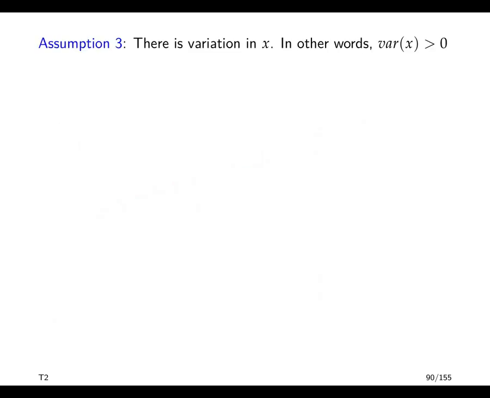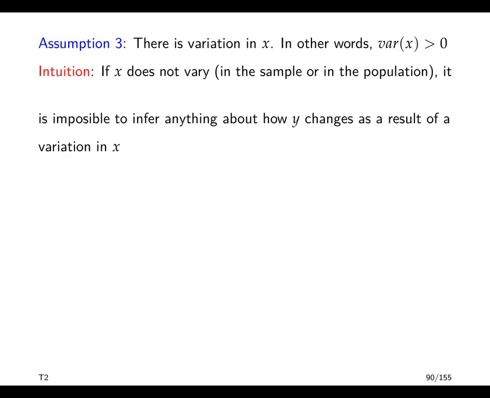Assumption number 3 is that there is variation in x. In other words, the variance of x is positive. This is intuitively very easy to understand. Imagine that x did not vary in the sample in the population. If that was the case, it would be impossible to study empirically how y changes as a result of a variation in x, because we never observe x changing.